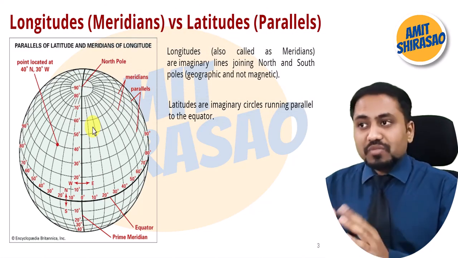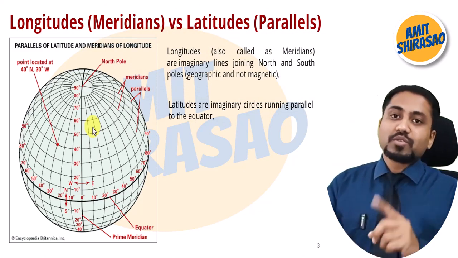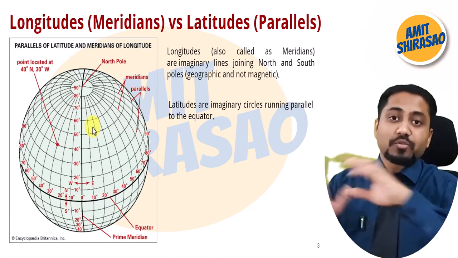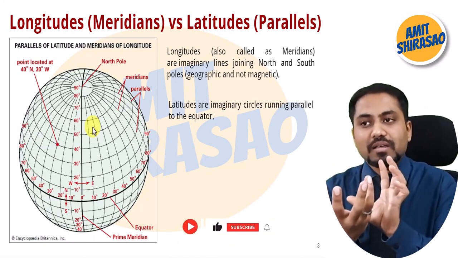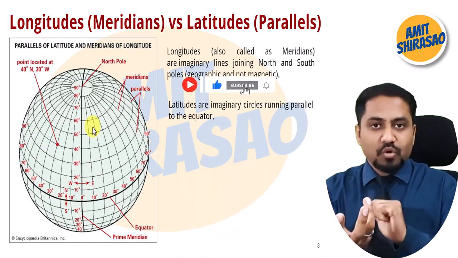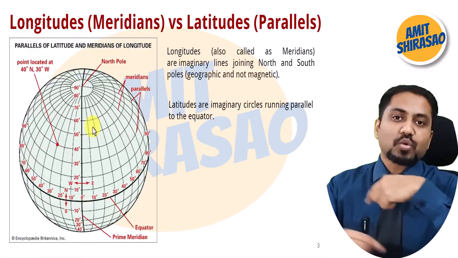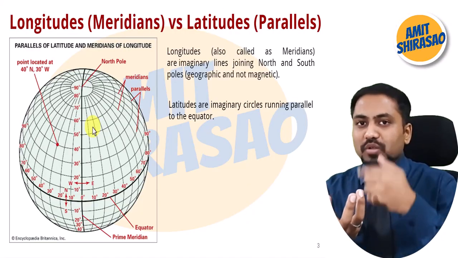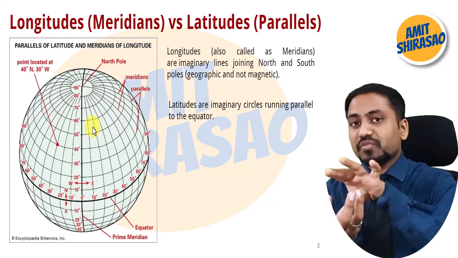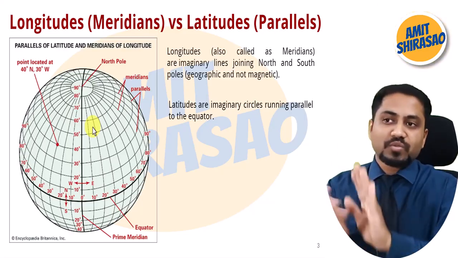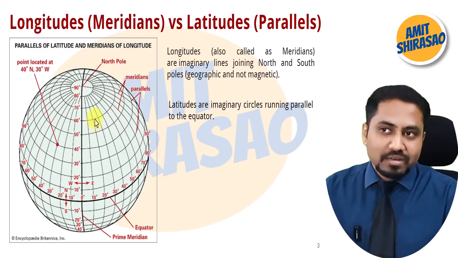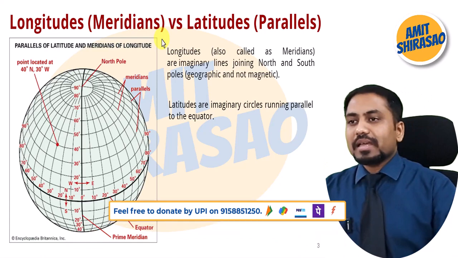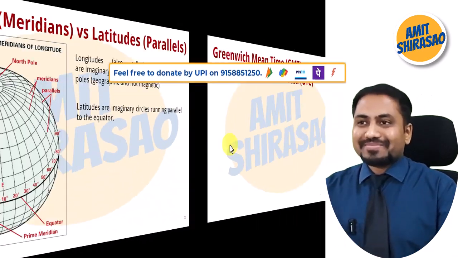So whenever we talk about longitudes and latitudes, we are talking about the geographical north pole and the geographical south pole and the geographical equator. Okay, that means those poles which are determined as per the rotation of the earth. Okay, so that is called a geographical north pole, geographical south pole. So geographical poles are taken into account for meridians and parallels, that means for longitudes and latitudes. Okay, and not the magnetic ones.